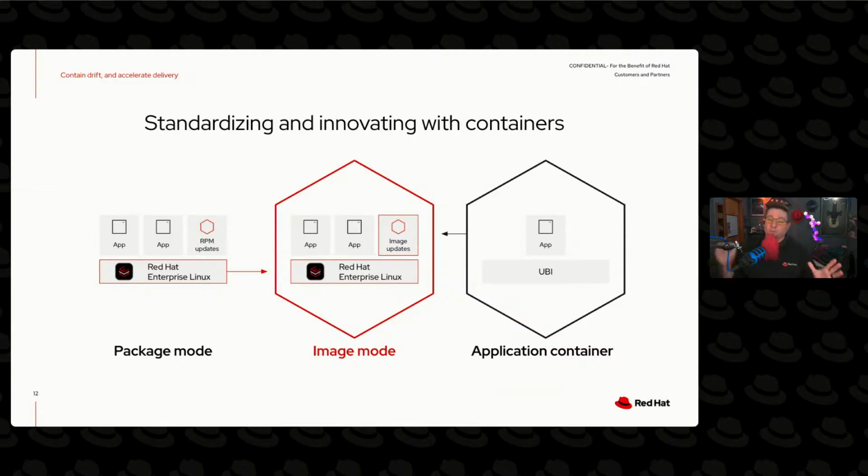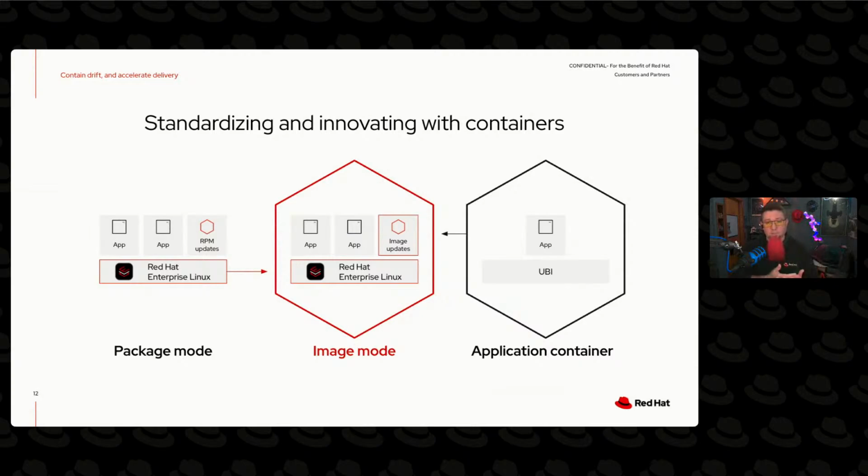So image mode, if you're not familiar, what it does is it takes the sort of variability of a package mode system. That's what we're calling sort of classic RHEL systems, or the way you're used to installing RHEL from the point of beginning up until now. That is, you install RHEL and then you just DNF install the things that you want.